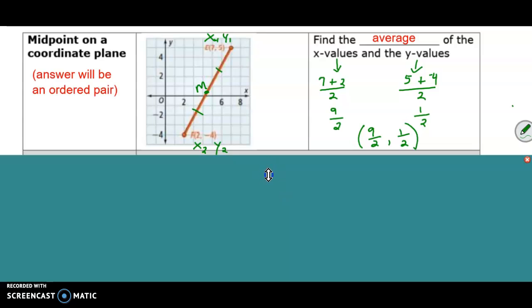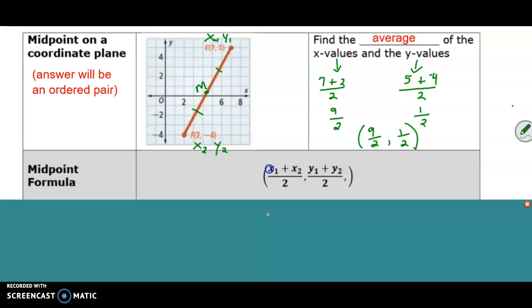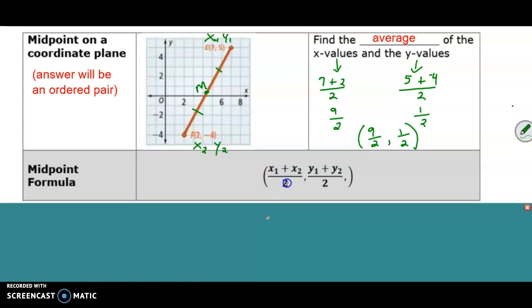All right. So we actually have a formula for that. When you're finding the midpoint, it is the x values added together divided by 2, the y values added together divided by 2.